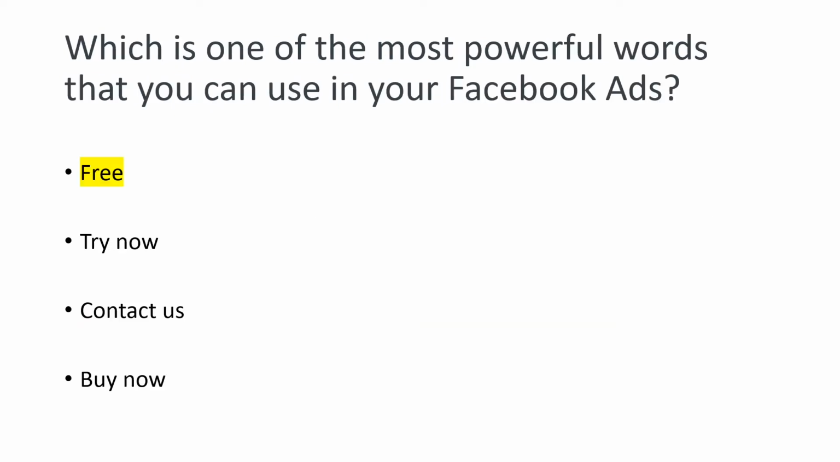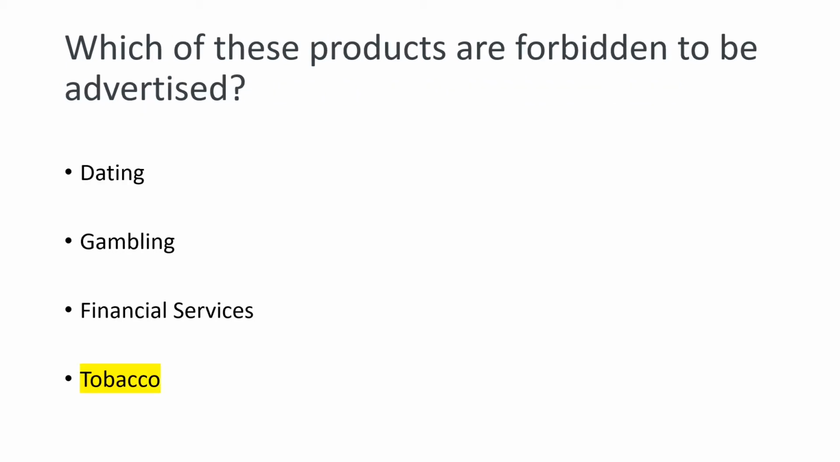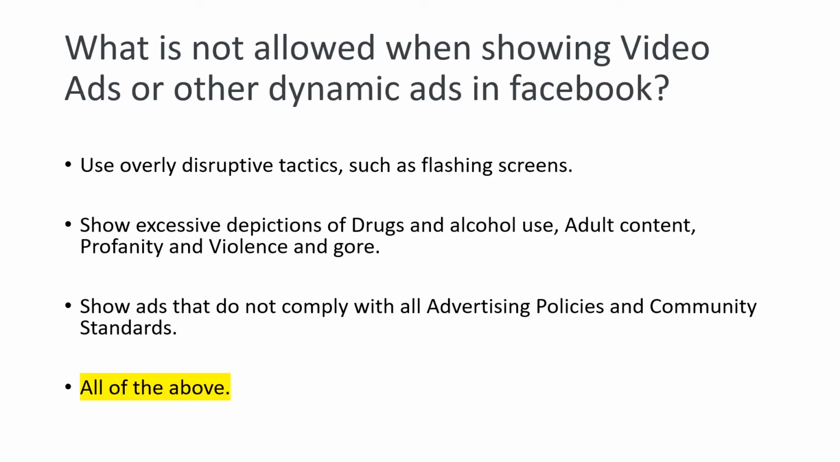66. Which is one of the most powerful words that you can use in your Facebook ads? Free. 67. Which of these products are forbidden to be advertised? Tobacco. 68. What is not allowed when showing video ads or other dynamic ads in Facebook? Use overly disruptive tactics, such as flashing screens, show excessive depictions of drugs and alcohol use, adult content, profanity and violence and gore, show ads that do not comply with all advertising policies and community standards.